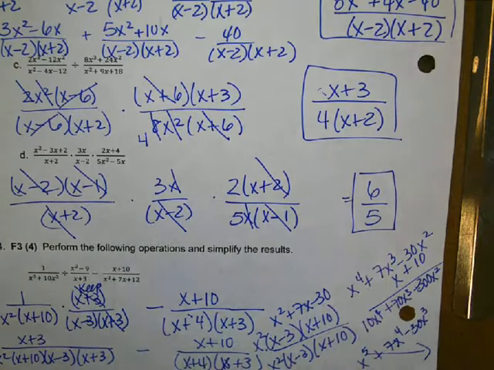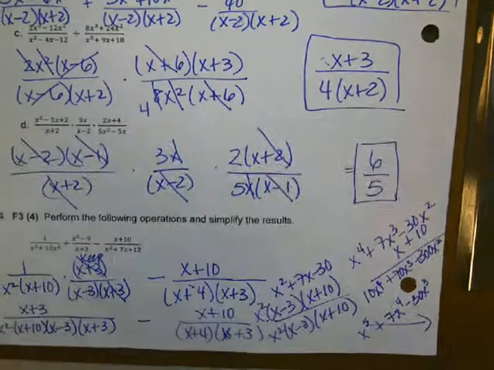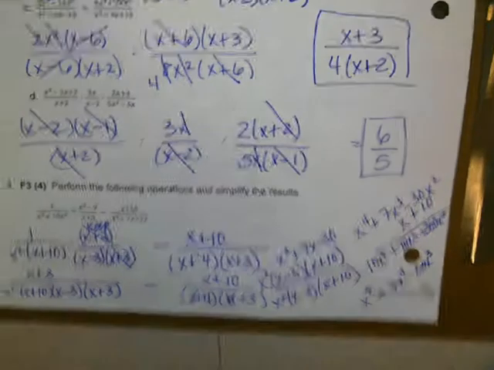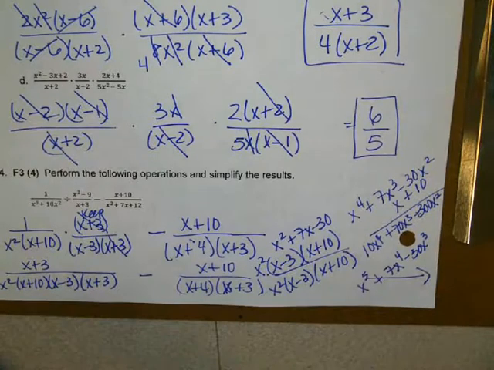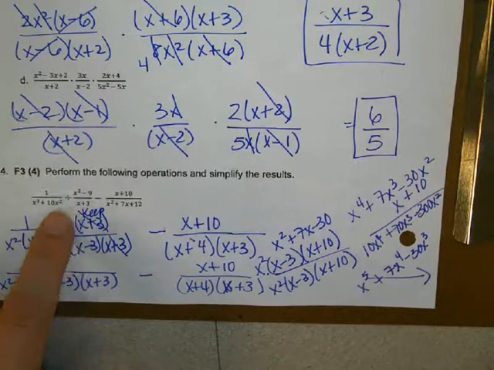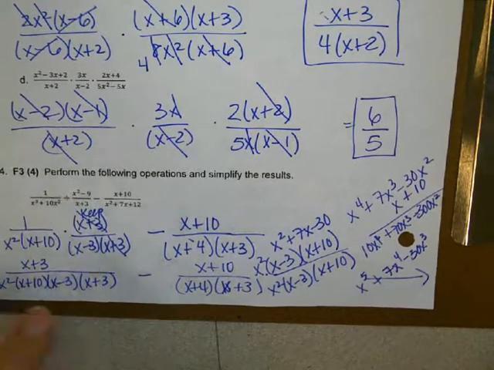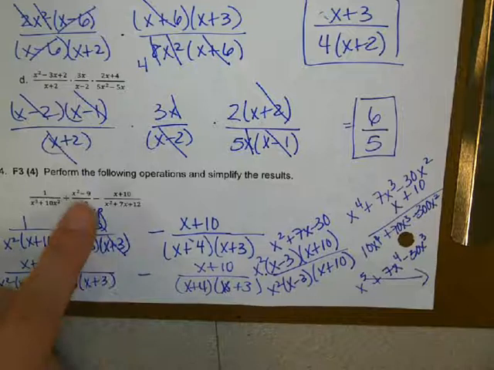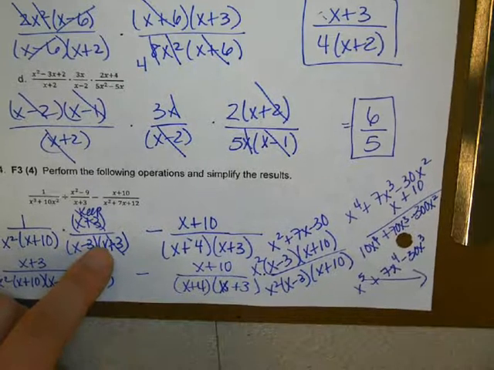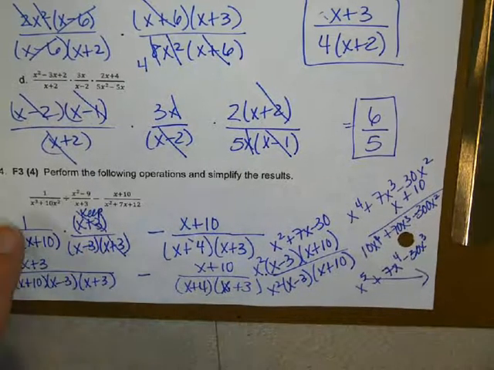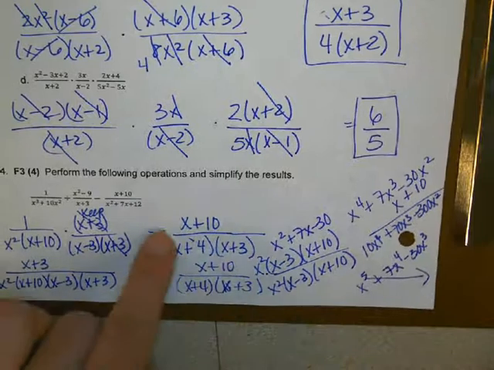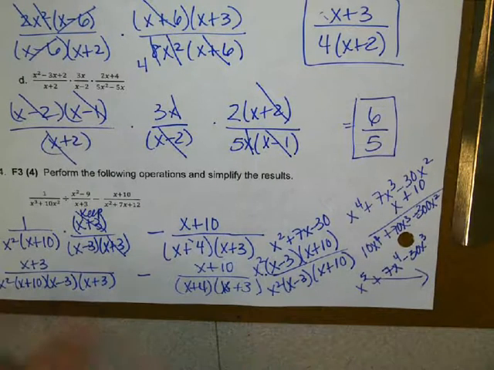Okay, and then for number 4, I'm going to talk through and then just show you the correct work so you can kind of see what happened. First thing I did is did the division here. So I flipped and I multiplied. Notice I crossed this off, but I decided to keep it because the next step here is subtracting these two fractions.